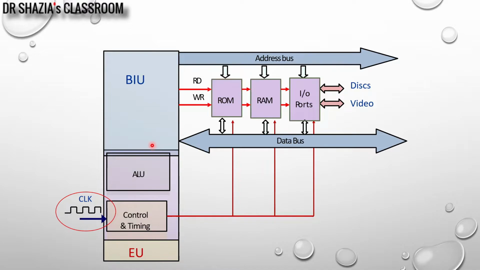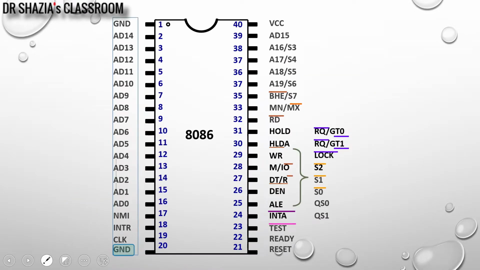And all these operations are done with respect to the clock as shown in the diagram. As the 8086 is a synchronous sequential circuit, you must have studied what a synchronous sequential circuit is in your digital design course. All these operations, generation of address, generation of control signals, and data transfer, happen with respect to this particular clock. Let us take a closer look at the 8086 pinout.